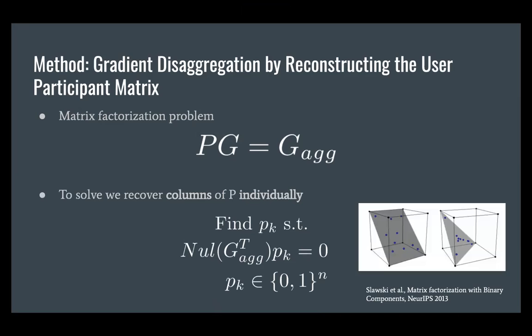To solve this matrix factorization, where the left term P is binary, the state-of-the-art method is to reconstruct the binary matrix P at first. And then with the obtained binary matrix P, G can be recovered.